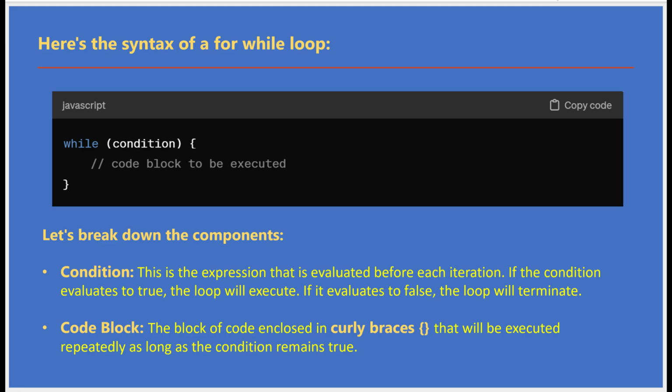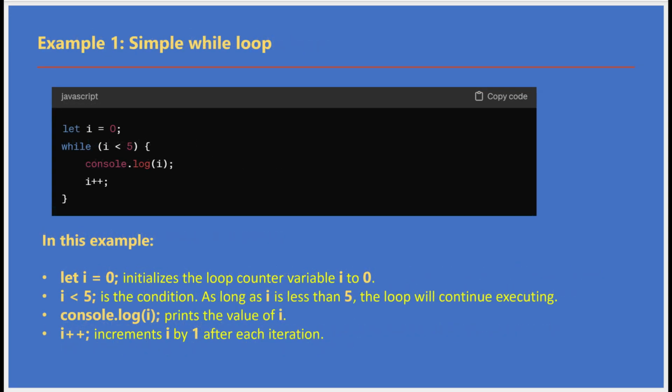Output. Let's walk through a few examples. Example 1. A simple while loop. Imagine we have a variable i initialized to 0. We want to print its value as long as it is less than 5. For each iteration, we increment i by 1. The loop ceases when i is no longer less than 5.